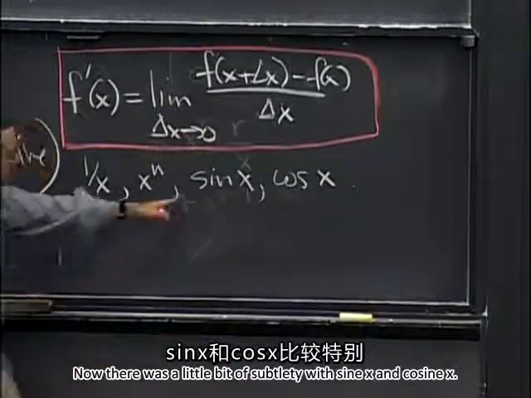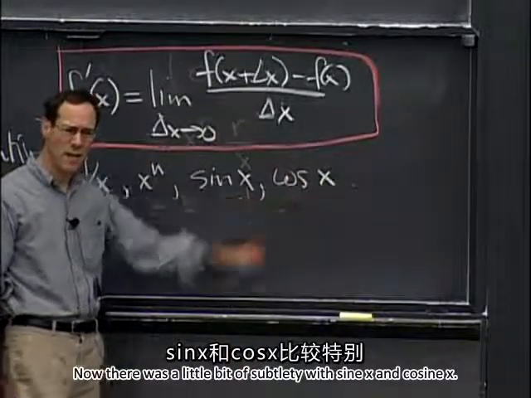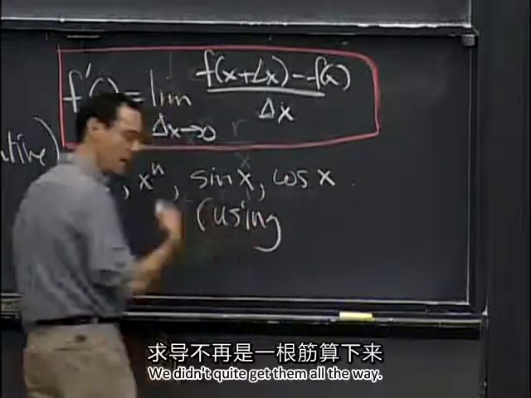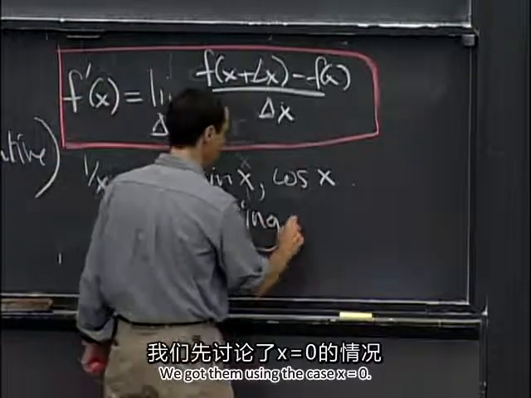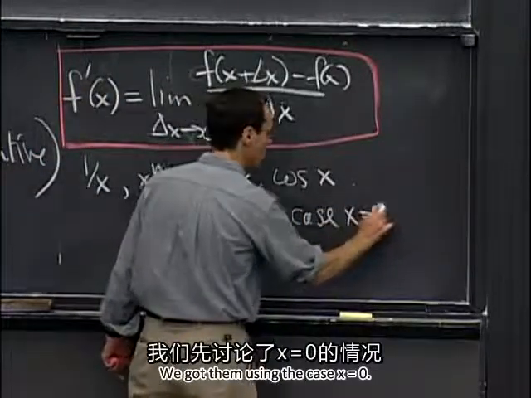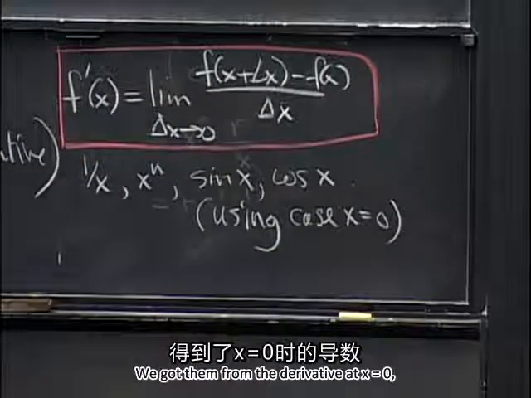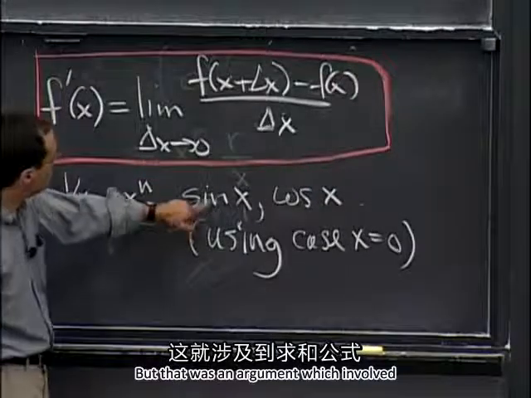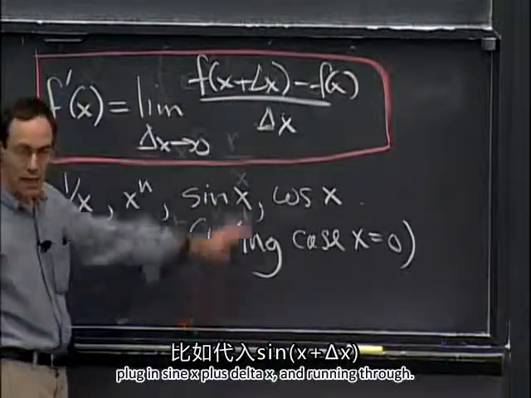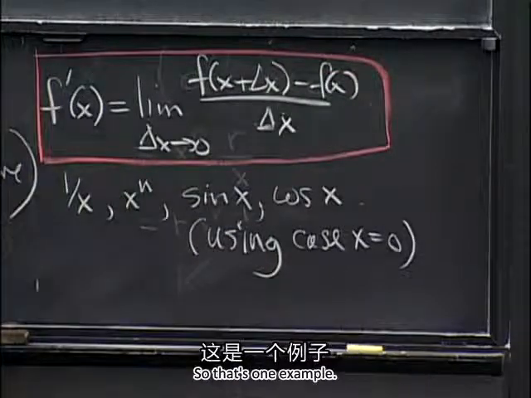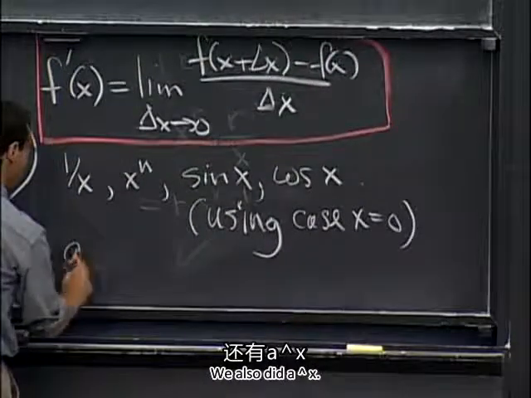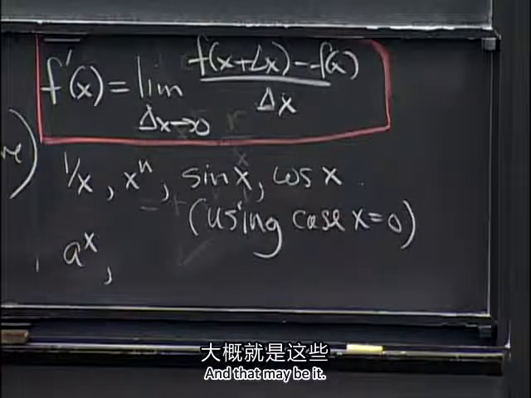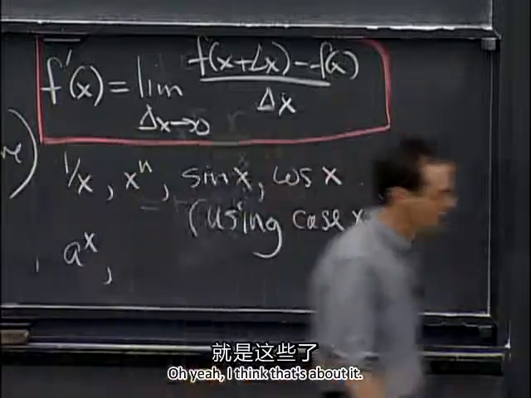Now, there was a little bit of subtlety with sine x and cosine x. We got them using something else. We didn't quite get them all the way. We got them using the case x equals 0. We got them from the derivative at x equals 0. We got the formulas for the derivatives of sine and cosine. But that was an argument which involved plugging in sine x plus delta x and running through, okay? So that's one example. We also did a to the x, and that may be it. Oh, yeah, I think that's about it.